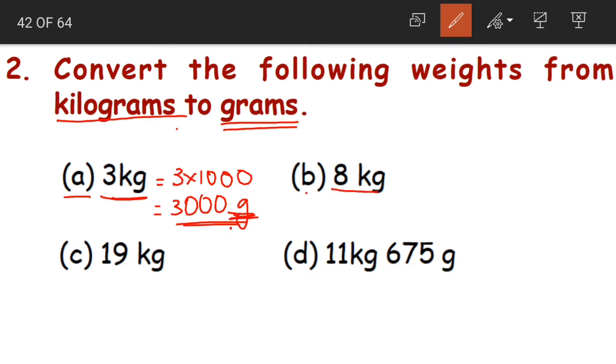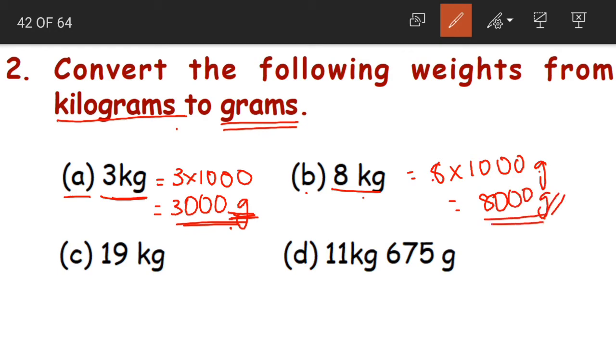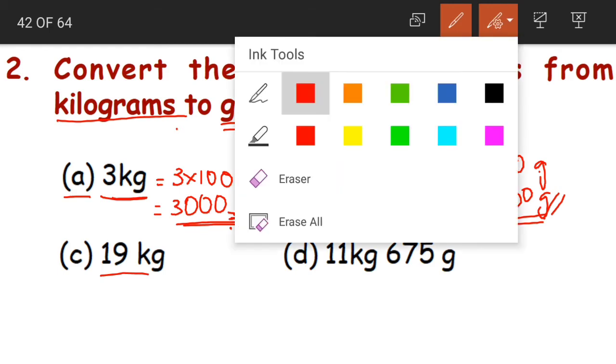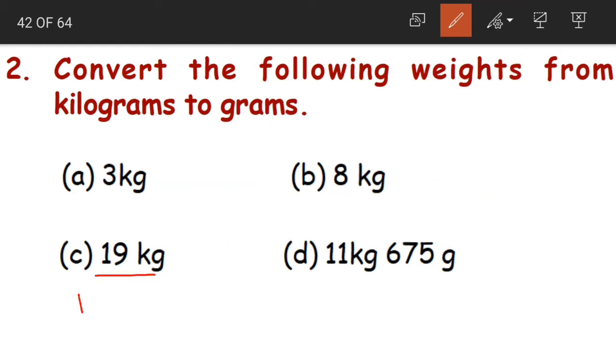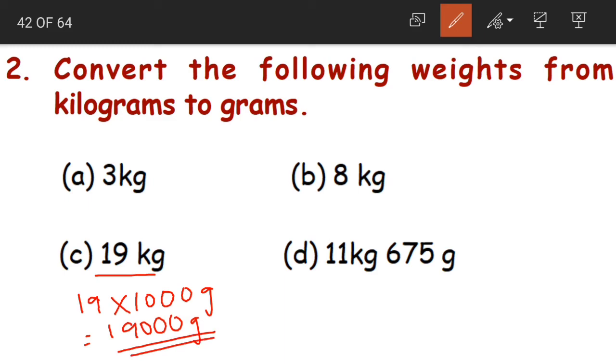Coming to question B, 8 kilograms. Again it is nothing but 8 into 1000 grams, that is equal to 8000 grams. The next one is 19 kilograms. Now again 19 kilograms is nothing but 19 into 1000 grams, that is equal to 19,000 grams.